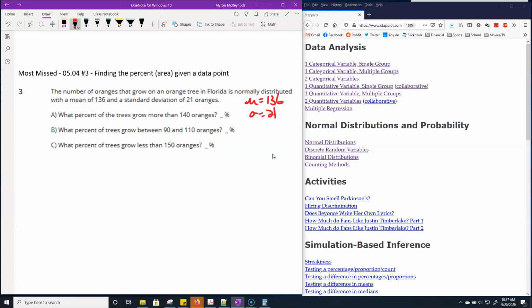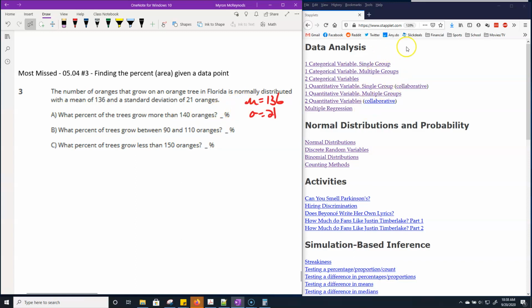And it's saying the number of oranges that grow on an orange tree in Florida is normally distributed, mean of 136 and standard deviation of 21 oranges. What percent of trees grow more than 140? So the average is 136, right? And what percent grow more than 140? 140 is above average, so you would expect it to be below 50%, right? Because most people aren't going to be above average like that at 140, right?